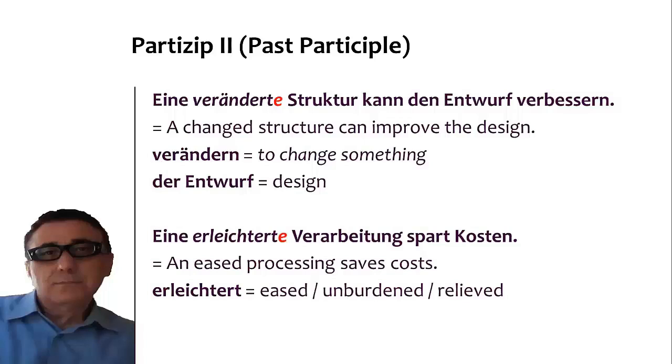Let's look at another sample sentence. Eine erleichterte Verarbeitung spart Kosten. Our verb is erleichtern, which means to make something easy or to ease, to unburden, to relieve. We take the past perfect form erleichtert and then add a letter E because of the indefinite article and the original article D of the word Verarbeitung.